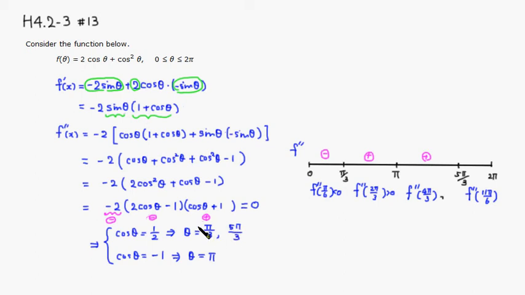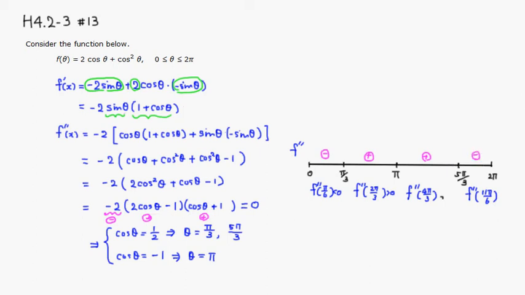Then we try 11 pi over 6, right? So if you have 11 pi over 6, that means the cosine is going to be square root of 3 over 2, times 2 minus 1, so it's going to be positive here. And this is going to be actually positive here, so it's going to be negative.